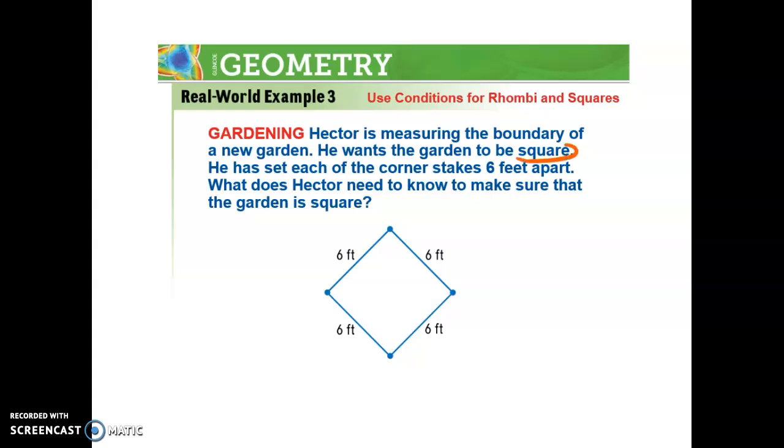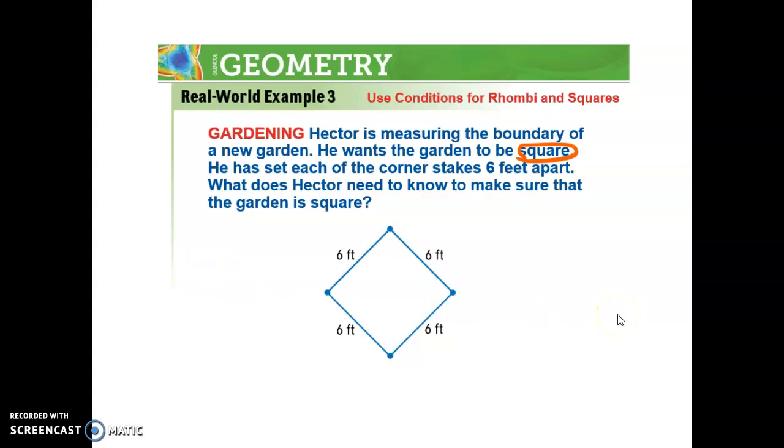Square. We talked about the rules of a square and the fact that they have the same thing as a rhombus, except for now we have 90-degree angles on this stuff. So he has set out each of the corner stakes at 6 feet apart, and they're already marked on the screen. Okay, what does Hector need to know to make sure that the garden is square?